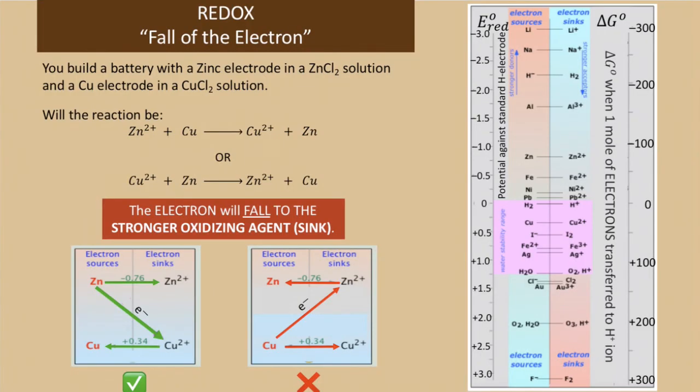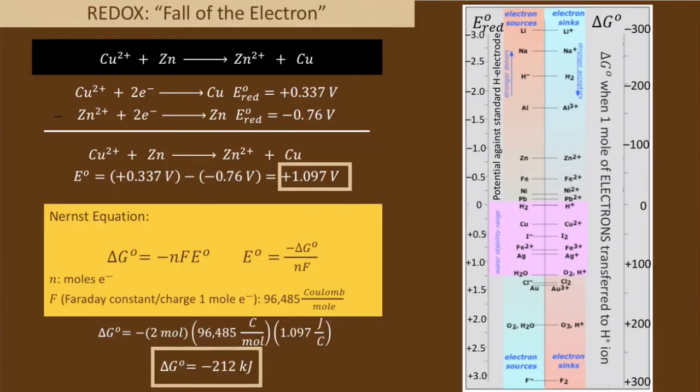So for an example, you build a battery with a zinc electrode in a ZnCl2 solution and a copper electrode in a copper 2 chloride solution. Will the reaction be that the zinc ion gets reduced and the copper ion gets oxidized, or vice versa? So the key to remember here is that the electron will fall to the stronger oxidizing agent, or the stronger zinc. So if we look on the left with the green check mark, the zinc will get oxidized and the copper will get reduced.